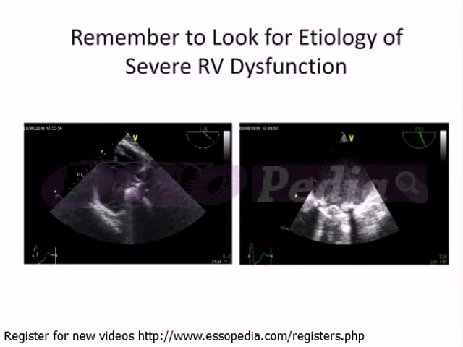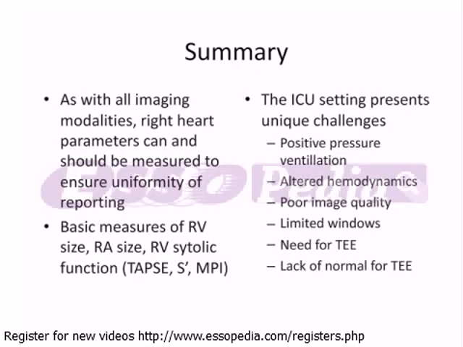So in summary, as with all imaging modalities, the right heart parameters can and should be measured to ensure uniformity of reporting. There are basic measurements of right ventricular size, right atrial size, right ventricular systolic function, including TAPSE, S prime, and MPI. The ICU setting, however, presents unique challenges. Patients are on positive pressure ventilation. They have altered hemodynamics. They have poor image quality and limited windows. We often need transesophageal echoes, and unfortunately, we lack normal values for transesophageal echo.